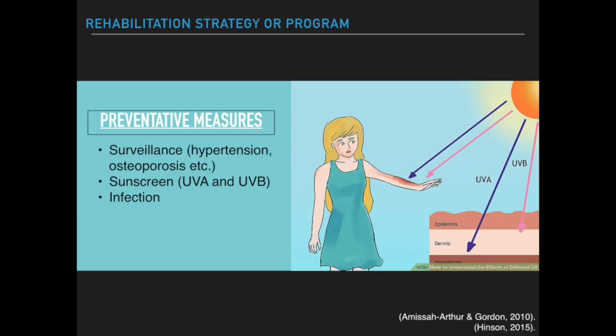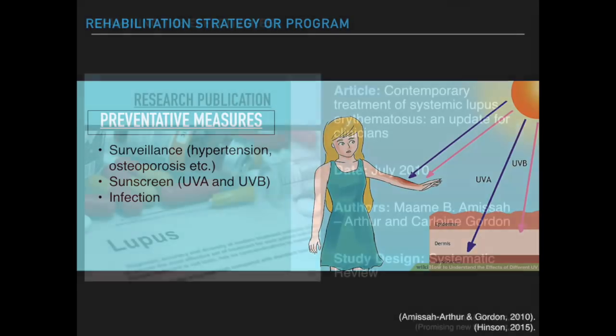It is also recommended that patients with lupus should wear protective clothing from the sun and use sunscreen against UVA and UVB. Additionally, infection is more common for people with lupus, therefore infections need to be treated immediately.